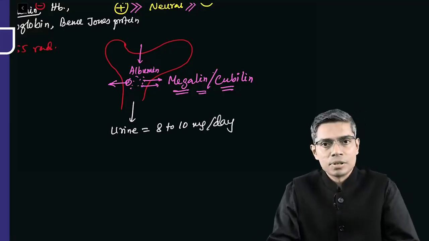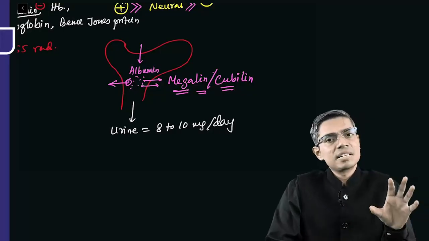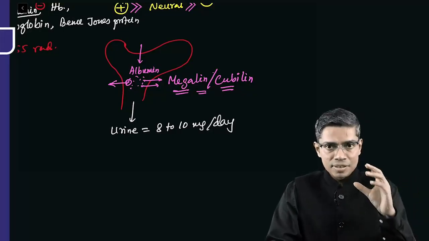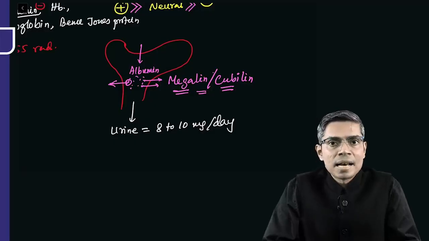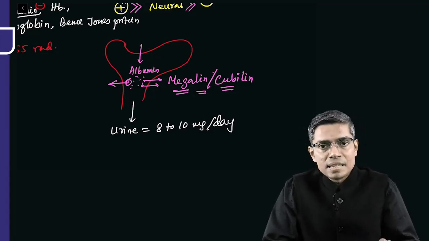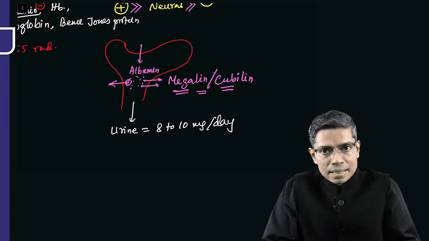Very small in amount. So all the albumin is getting filtered a little bit, but most of the filtered albumin will be reabsorbed by receptor-mediated endocytosis, and these receptors are known as megalin and cubilin. After that, the minimum amount of albumin present in the urine, which is normal, is 8 to 10 milligram per day.